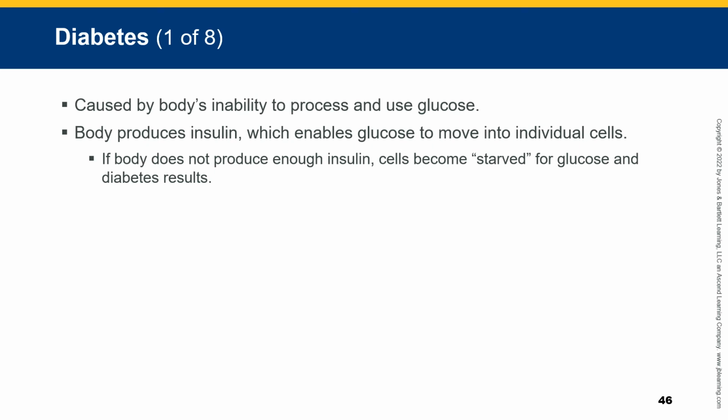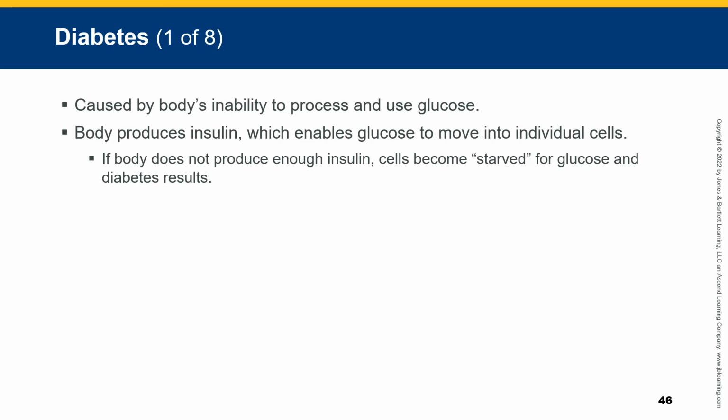Now let's move on to diabetes. Diabetes is caused by the body's inability to process and use glucose or sugar, which is carried by the bloodstream to the body's cells. The body's cells need both oxygen and glucose to survive. Those are their fuel sources.